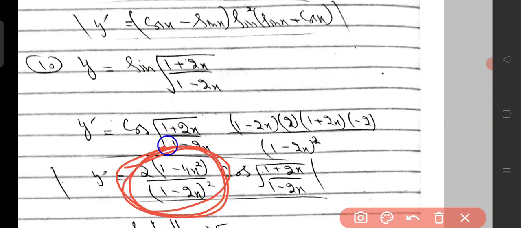After calculation you will get the answer. In the next video, another type of variables.